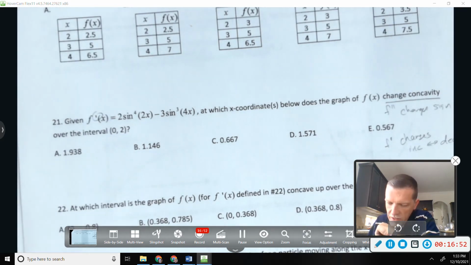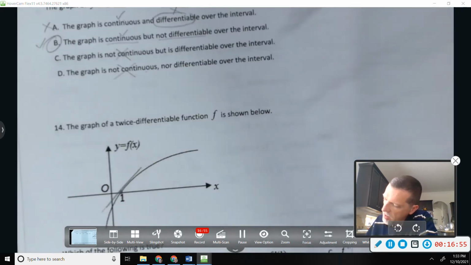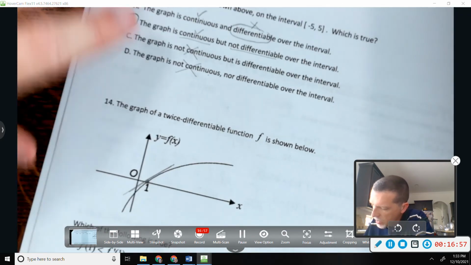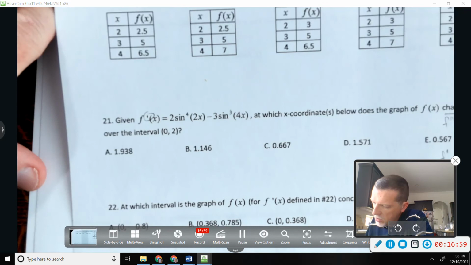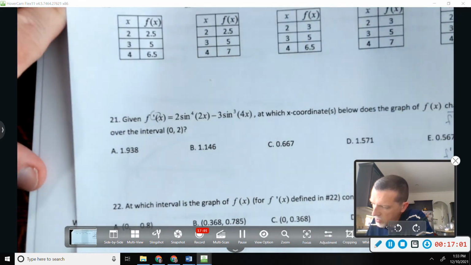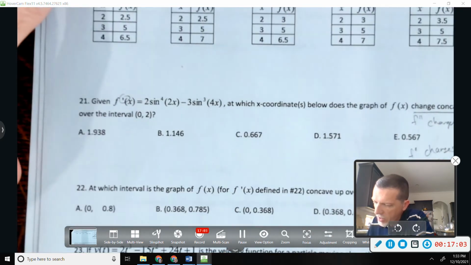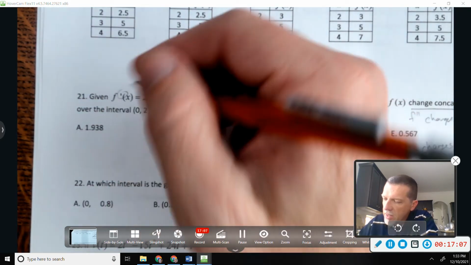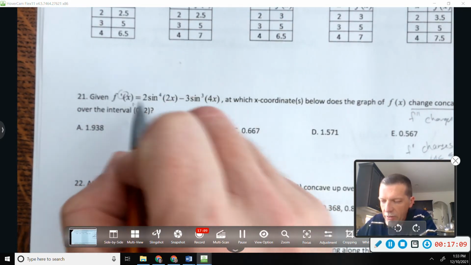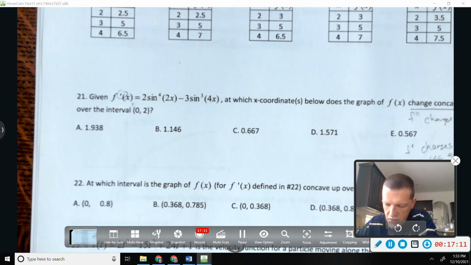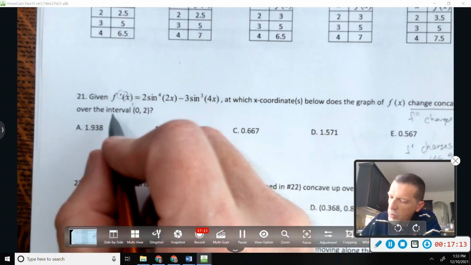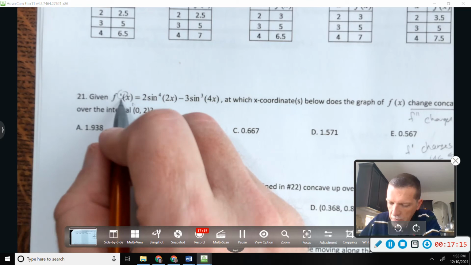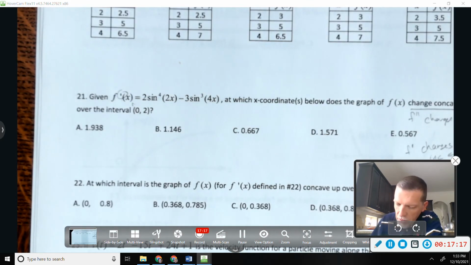If that's the same, is that the same function as what we had way back here? 2 sine to the fourth of 2x minus 3 sine cubed 4x. Okay, that was the same. Oh, that other function f was equal to that. Now we have f prime equals that. So I would put this in the calculator. That way I don't even have to take a derivative.